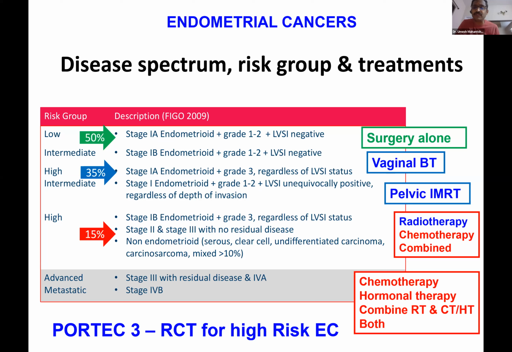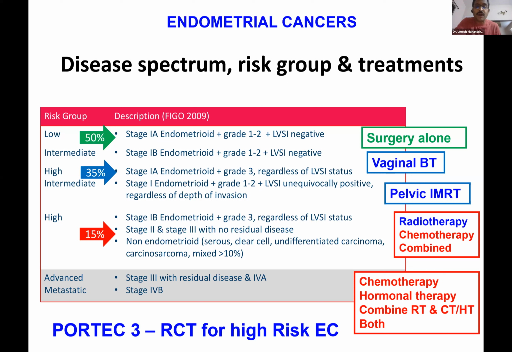For low risk, surgery alone is sufficient. For intermediate risk, which consists of stage 1B, endometrioid, grade 1, grade 2, LVSI negative, vaginal brachy. For the high intermediate group, which accounts for 35%, maybe in India 50%, in this category, these patients can also be conveniently treated with either vaginal brachy or pelvic IMRT, depending on the high intermediate risk.